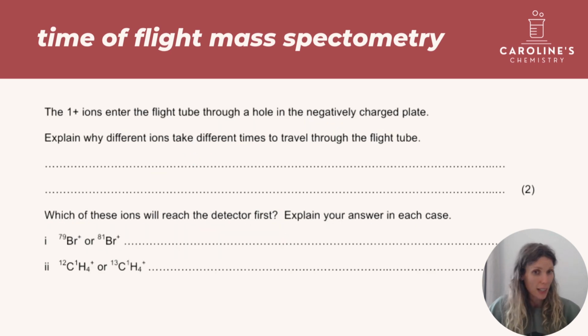So here's our second question. This one is about explaining why different ions would have different time of flights. So have a read, hit pause, and then when you're ready with the answer, play and we'll go through the answers together.